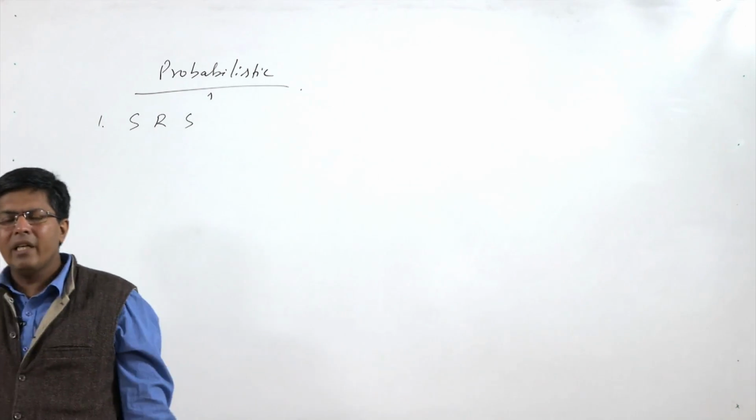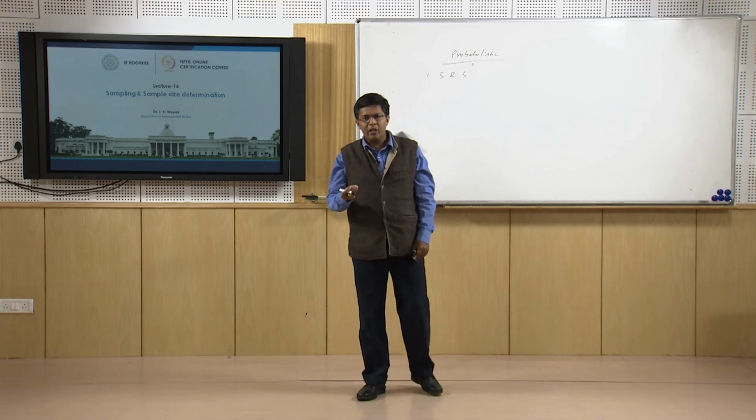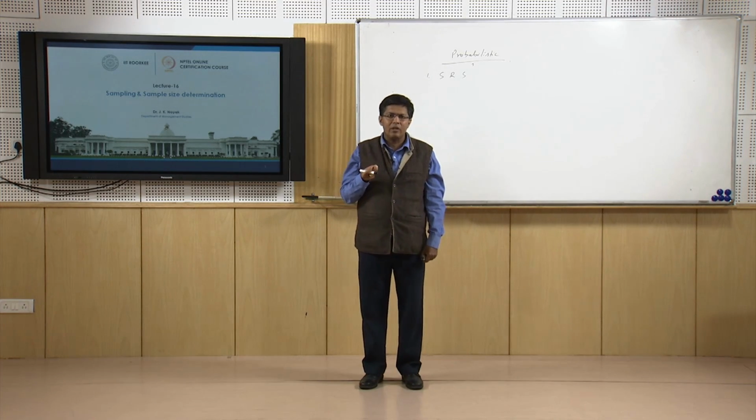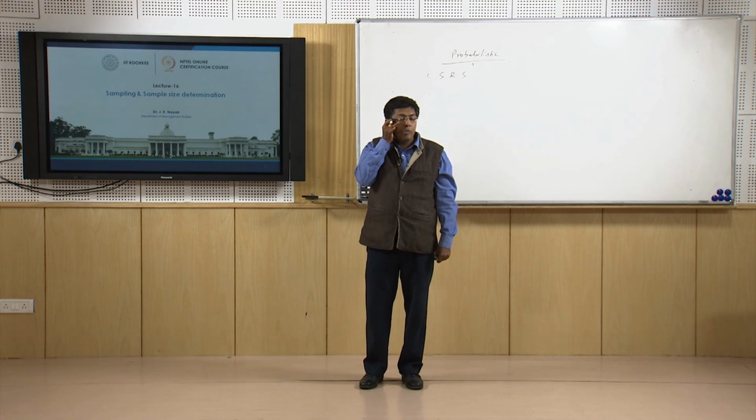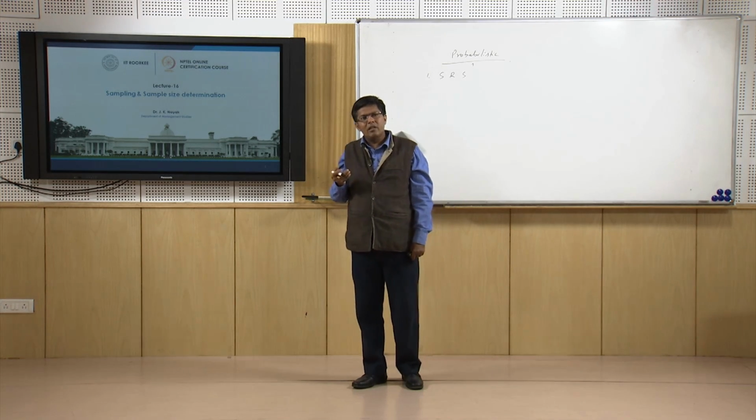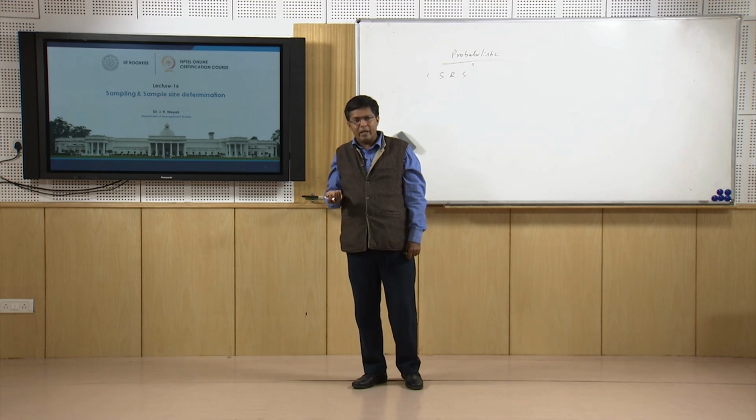In simple random sampling, every item, every respondent gets an equal chance of selection. So, that is the beauty of probabilistic sampling, where the bias is not there. There is no bias because everybody is getting a chance.